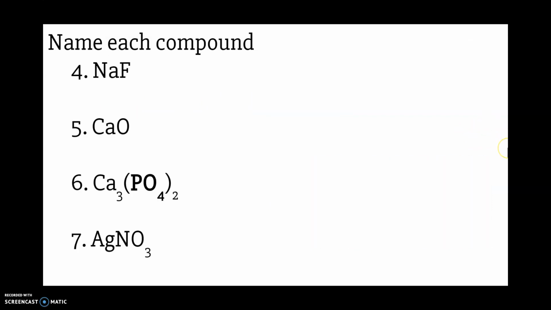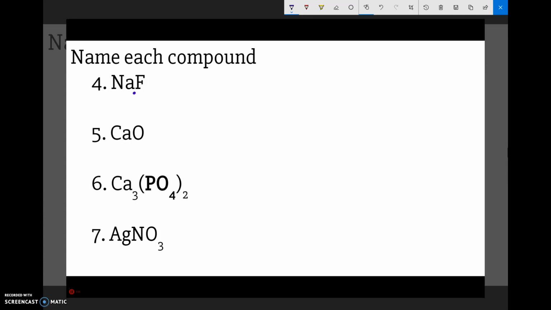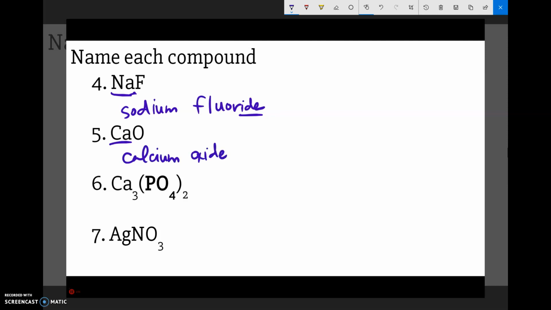Okay, so let's name each compound. So this first one, the name of our first element, Na, is sodium. So we're just going to keep its name the way it is. And then fluorine is going to change to fluoride. So we're changing the ending to "ide." Okay, this one right here, Ca, is calcium. And the O, the oxygen, is going to be changed to oxide.